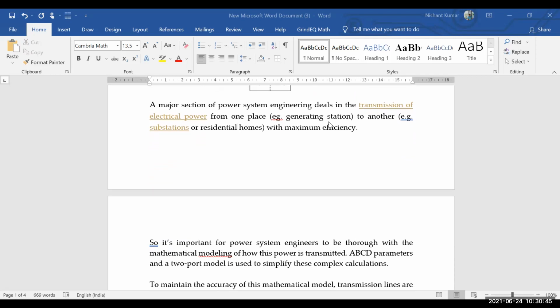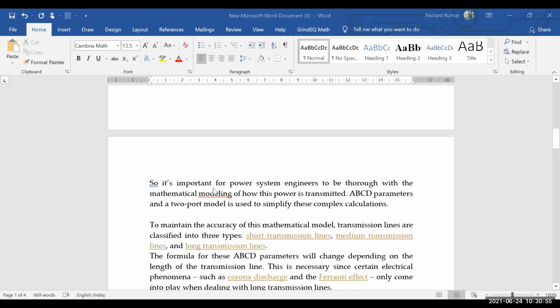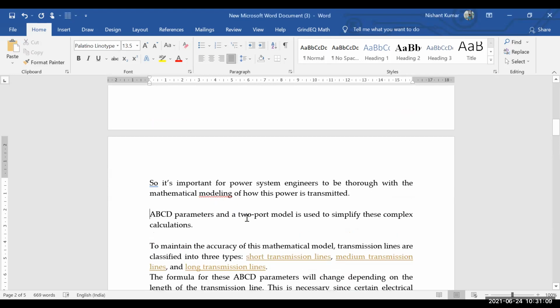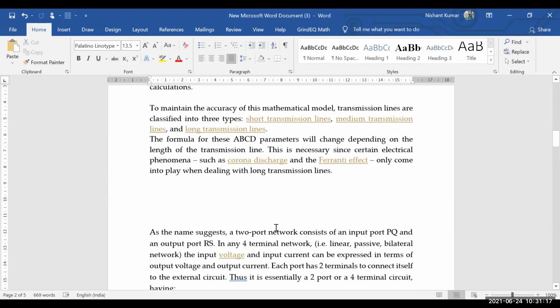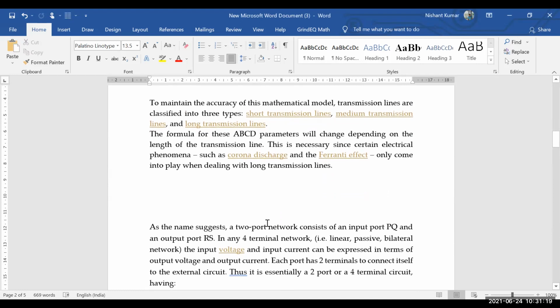Now, a major section of power system engineering deals with the transmission of electrical power from one place, that is the generating station, to the load, that is the substation or residential homes. These are the loads, so we consider load with maximum efficiency. So it is important for power system engineers to be thorough with the mathematical modeling of how this power is transmitted. ABCD parameters and a two-port model usually simplify these complex calculations.